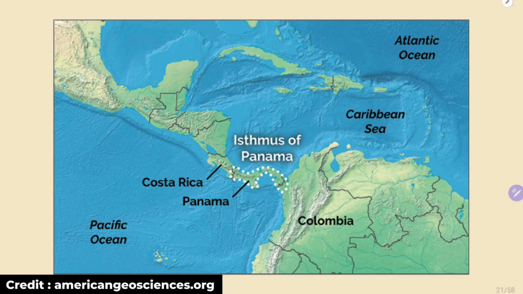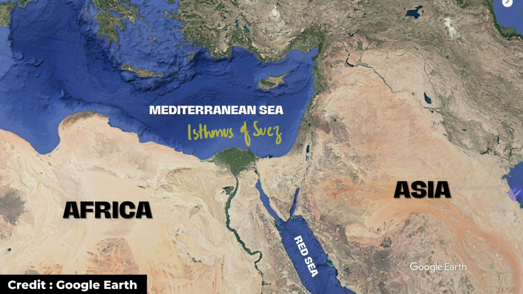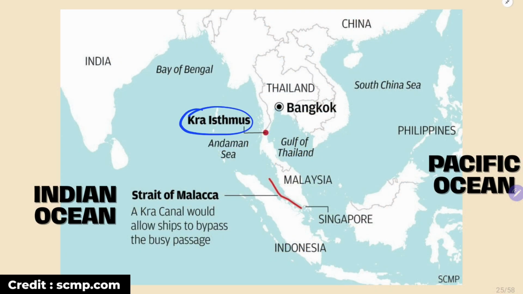Let's see a few famous examples. We have the Isthmus of Panama, which connects North America and South America. We have the Isthmus of Suez, which connects Africa and Asia. And here you can see the Isthmus of Kra, located in Southeast Asia.